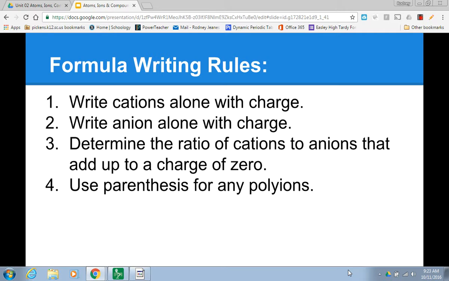And then number 3, determine the ratio of cations to anions so that the charge adds up to 0. Remember, the sum of the charges always needs to be 0. And then fourth, we're going to simply use parentheses for any polyions.